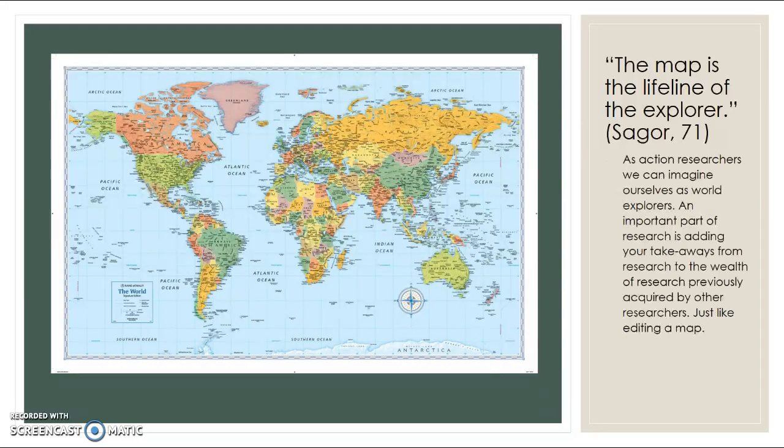Okay, so I thought I'd start by reading a little quote on page 71 that said, "The map is the lifeline of the explorer." So basically, this part of the chapter talked about how, as action researchers, we're academic explorers in a way. We can imagine ourselves as a world explorer like Christopher Columbus, which we'll get to later. An important part of research is adding your takeaways to the wealth of research previously acquired by other researchers, just like how maps have been created over hundreds of years.